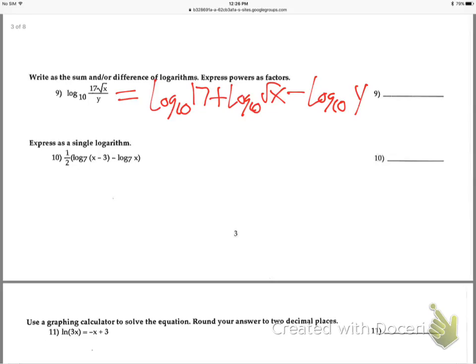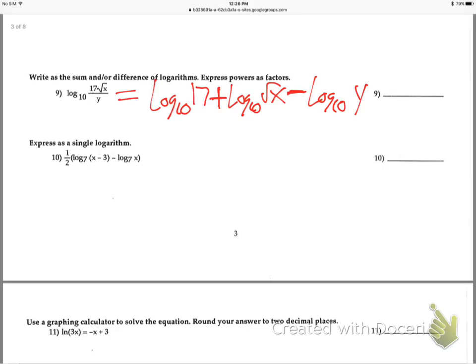Right? Things on the top are multiplied, so that's adding. Remember that? And anything divided is subtracted. The y is divided, so it's subtracted. Remember, dividing goes with multiplying. Adding goes with times, right? Dividing and multiplying both make things smaller. Adding and multiplying both make things bigger. So far so good?